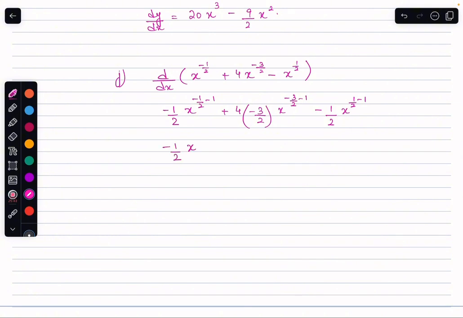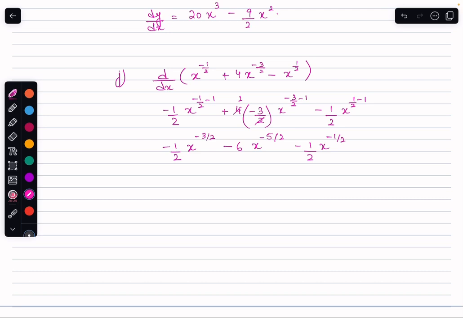So solving it further, this derivative is going to be negative 1 by 2 x to the power negative 1 by 2 minus 1, which gives me negative 3 by 2. And here, positive times negative gives me a negative, and 2 times 3 gives me a 6. So it's going to be 6x to the power negative 3 by 2 minus 1, which can be written as negative 5 by 2. And then finally, I should have negative 1 by 2 x to the power negative 1 by 2. So this is going to be the derivative of the given equation.